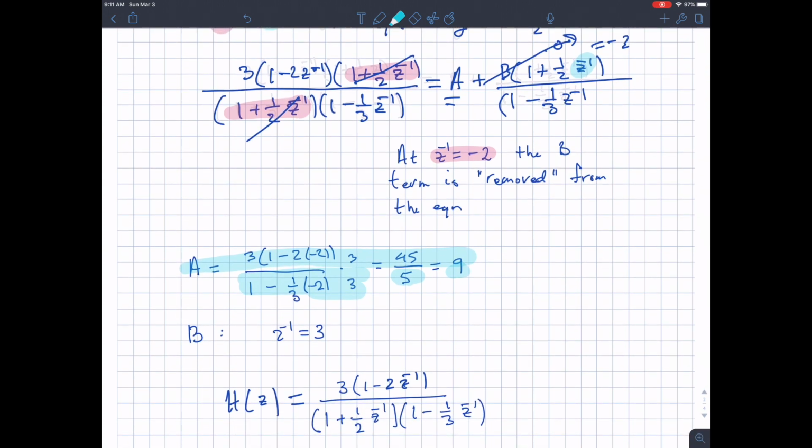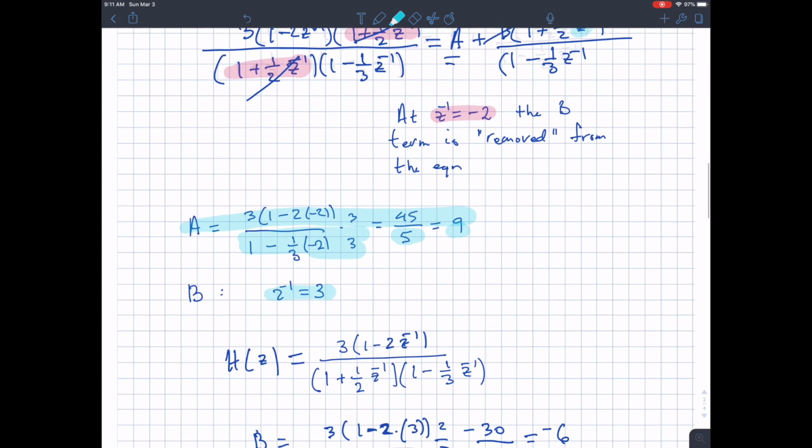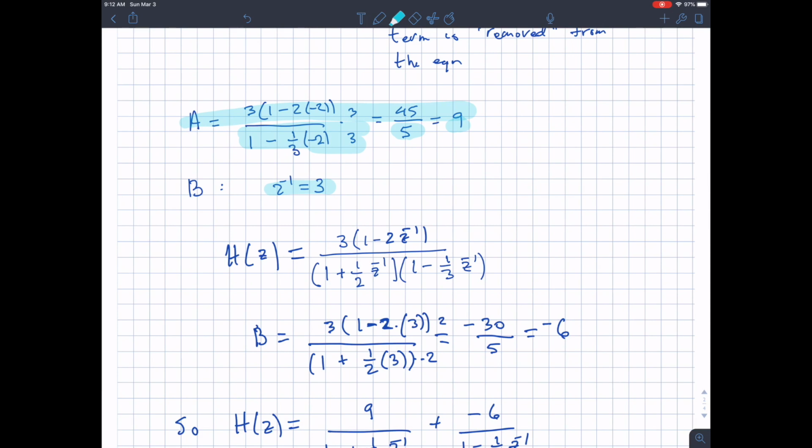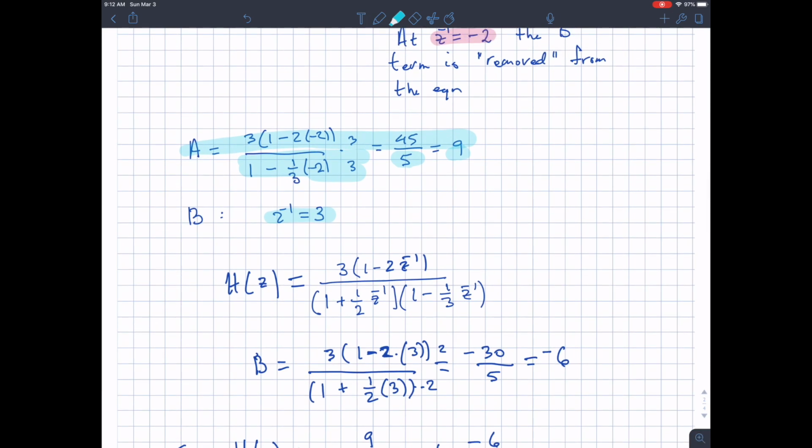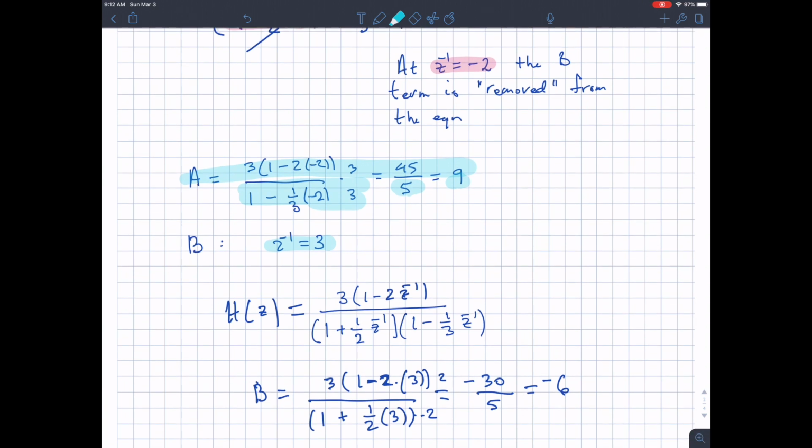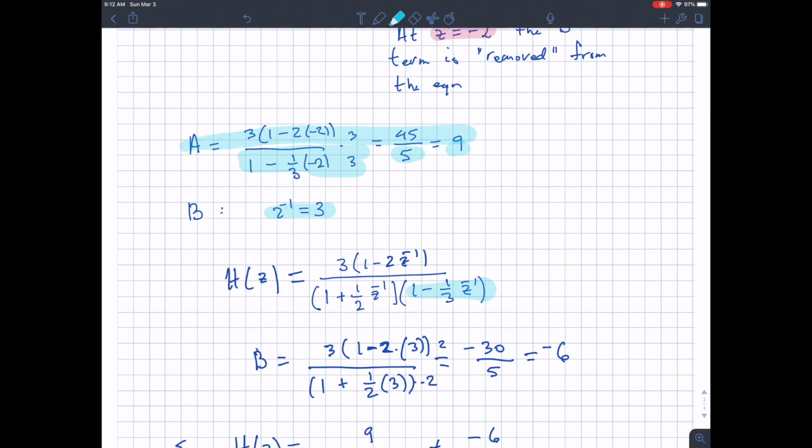For b, we plug in z equal minus 3. In this particular case, what we do with b is we cover up this term. So we don't use that term, we plug into what's left. All right, so I show that here. I also do this little trick of multiplying top and bottom by 2.